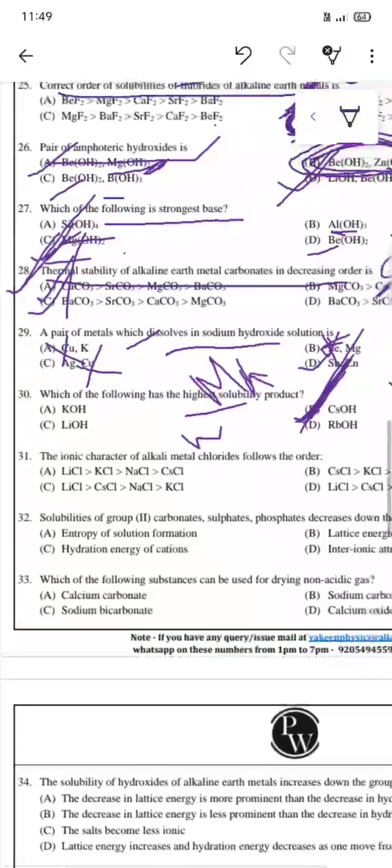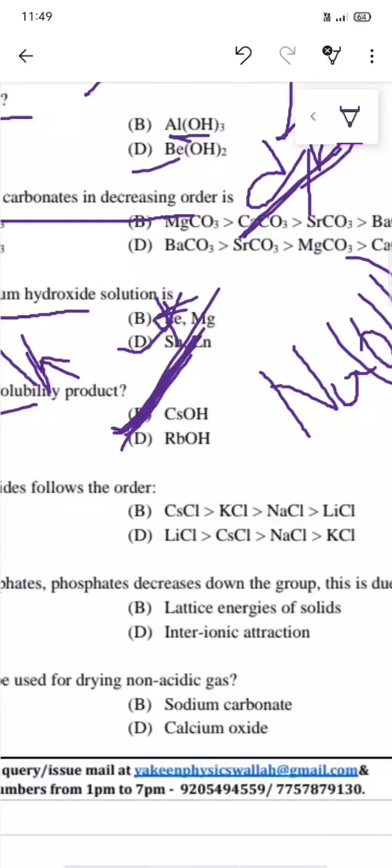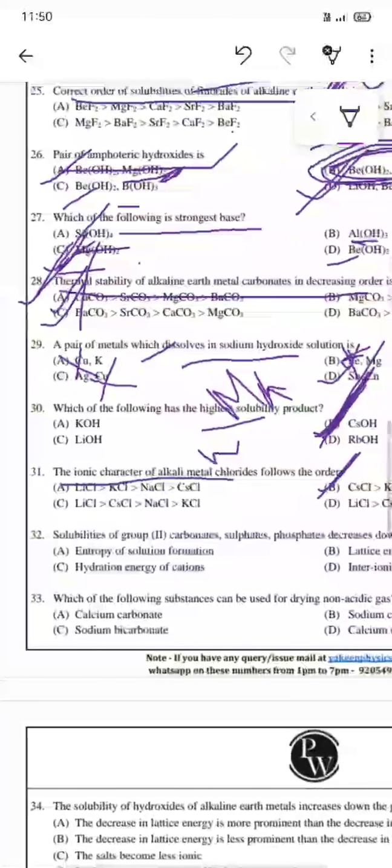Okay, the ionic character of alkali metal chlorides follows the order. What do you mean by ionic character? It means the opposite of covalent character. Ionic character is the same as basic strength. So as size increases, ionic character increases. So Li, Na, K: ionic character increases, size increases. Okay, this one, B maybe, 31B.